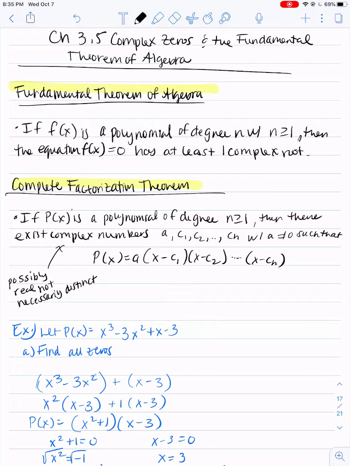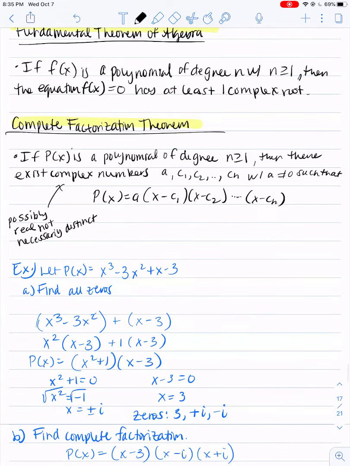I'll demonstrate this in an example, but we're going to look at the complete factorization theorem. If p of x is a polynomial of degree n greater than or equal to 1, then there exist complex numbers, possibly real, not necessarily distinct, a, c1, c2, all the way up to cn, with a not equal to 0, such that p of x equals a times (x minus c1) times (x minus c2) all the way to (x minus cn).